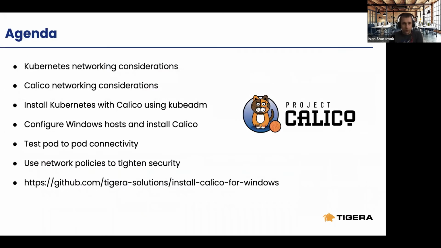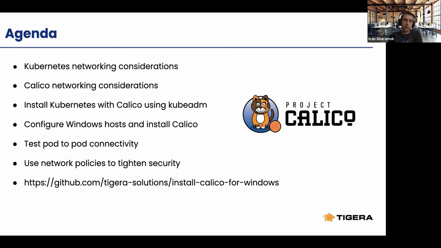So the agenda for today's session is to go through a few considerations, very briefly touching on some of those, especially around Kubernetes and Calico networking, because the networking topic by itself is very vast and can get pretty complex. In this session, the main goal is to show how to configure Calico and then configure the Windows hosts and join them to the Kubernetes cluster.